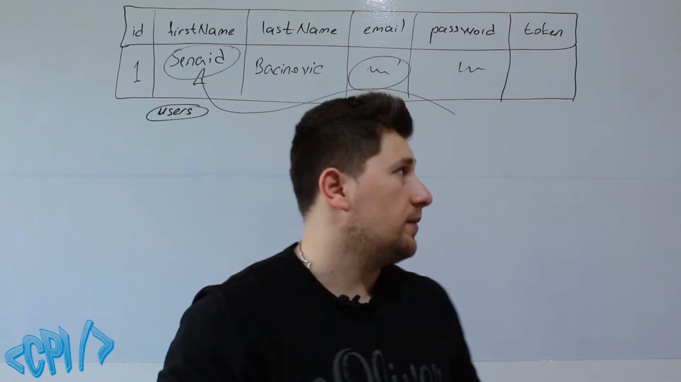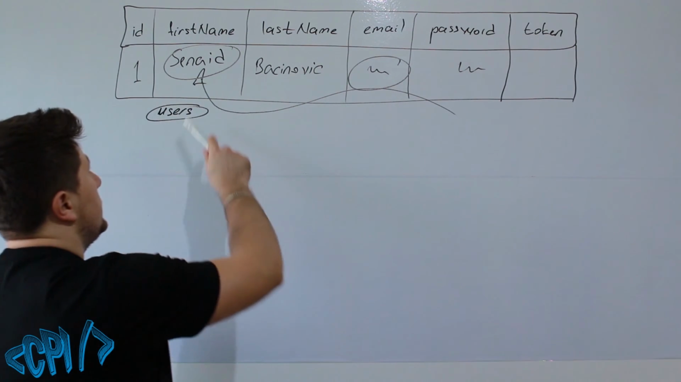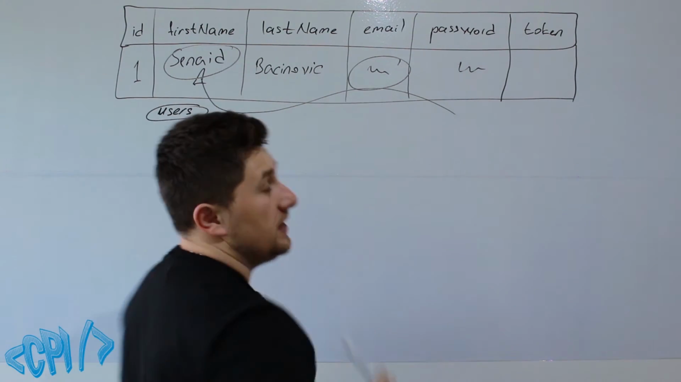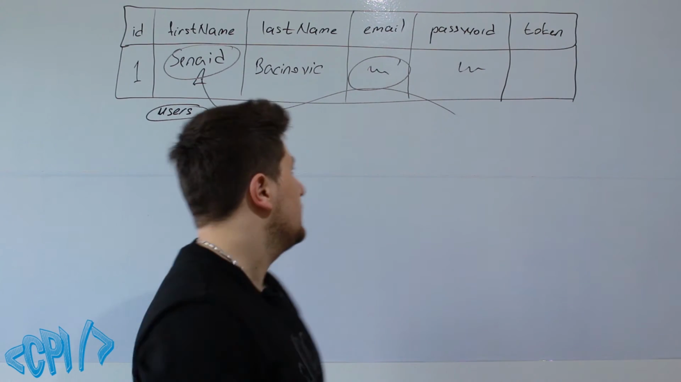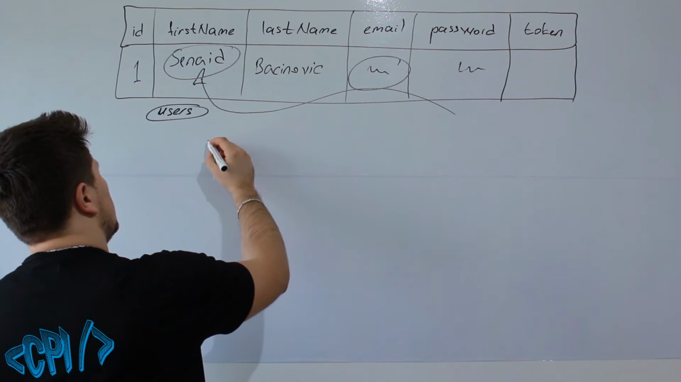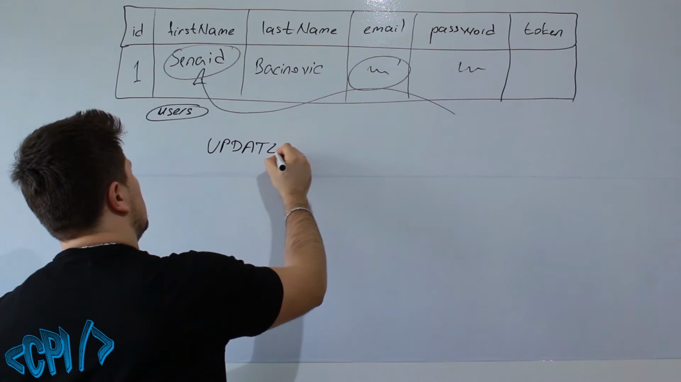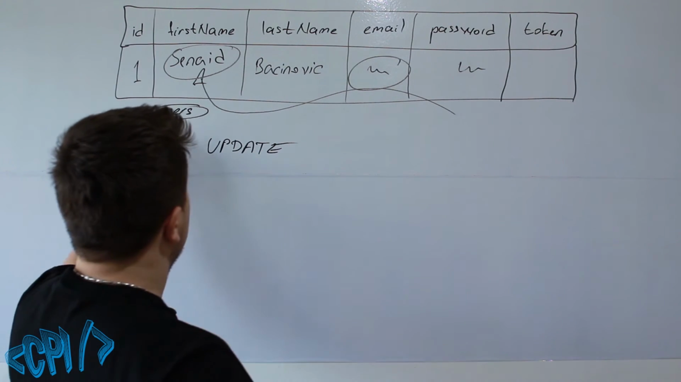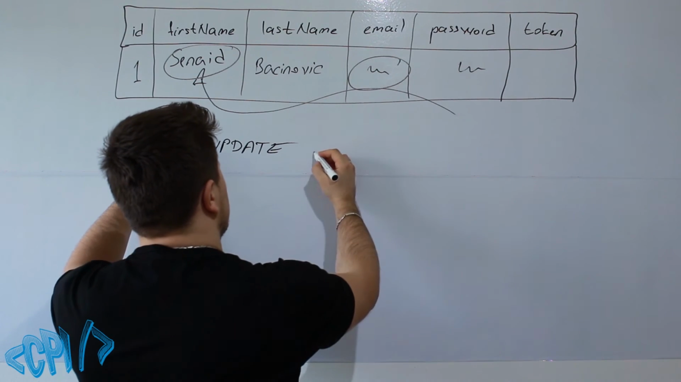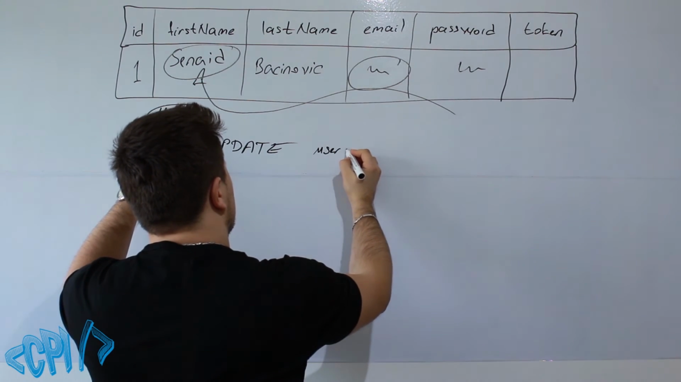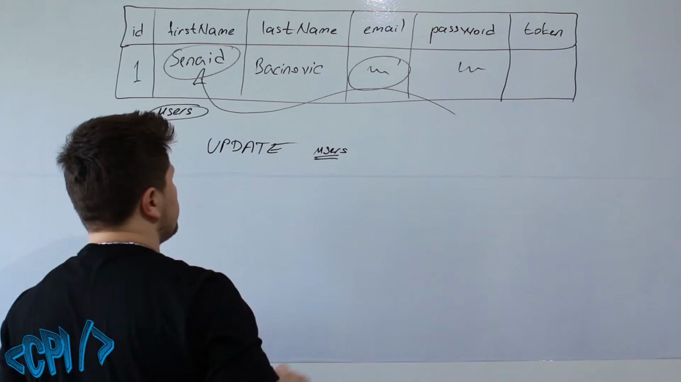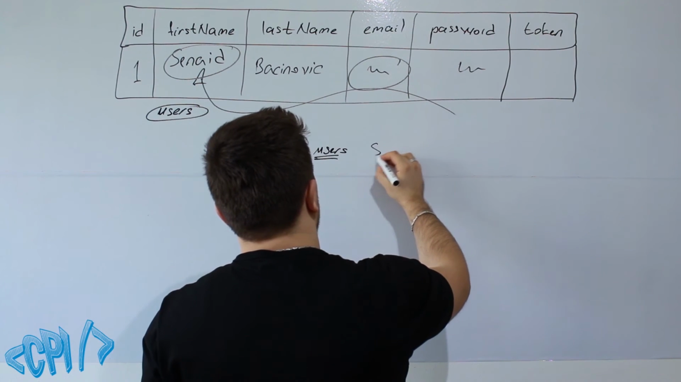And the last command I'm going to show you is how we can change some data that already exists inside our table. So the command in SQL language is update, the name of the table, which is users. Okay, users. Set.